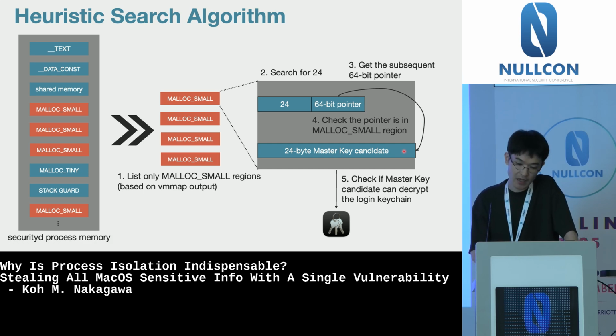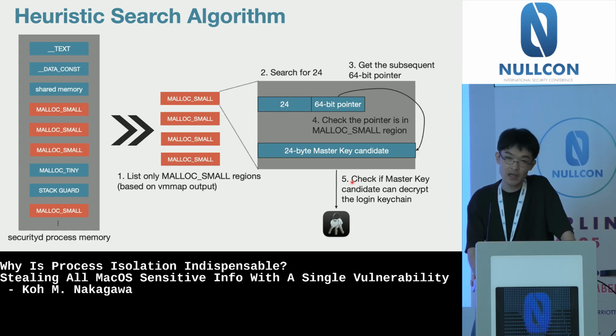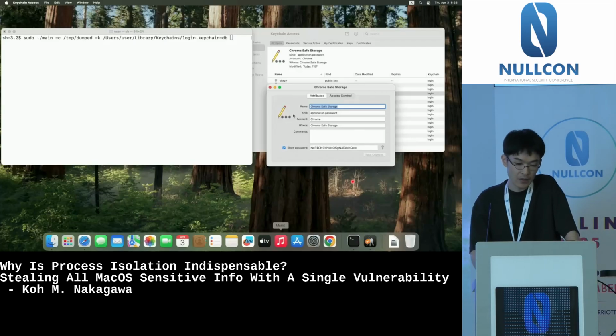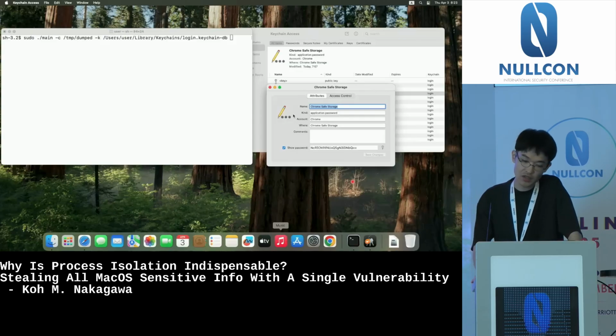If it does, I add it to the list of master key candidates. This narrows the candidates down to about 10 or 20. For each candidate master key, I check whether it can decrypt the login keychain. Now let's look at a demo of the keychain dumping.